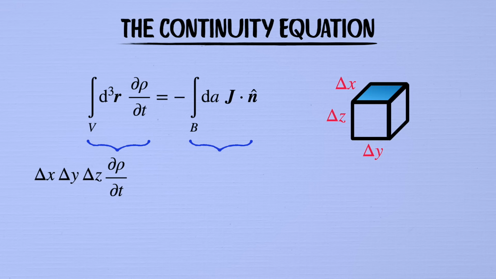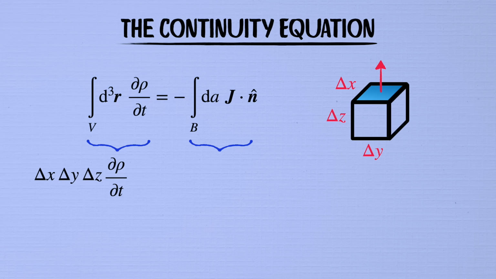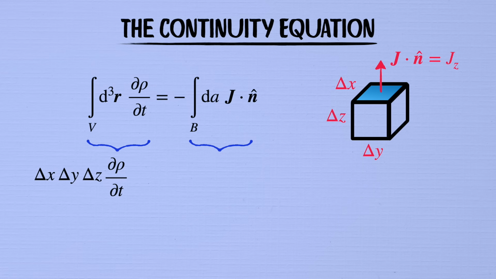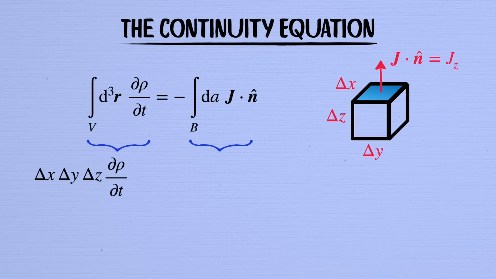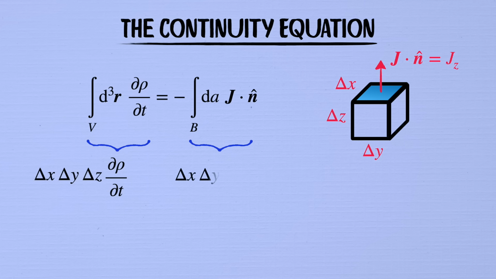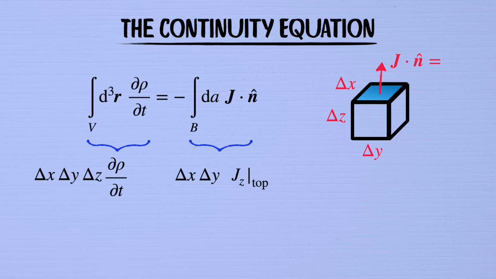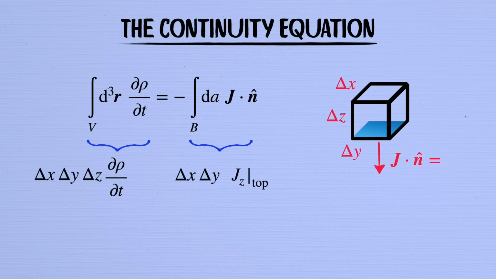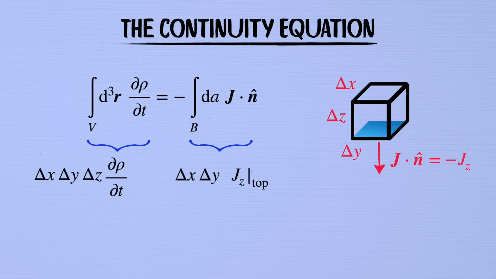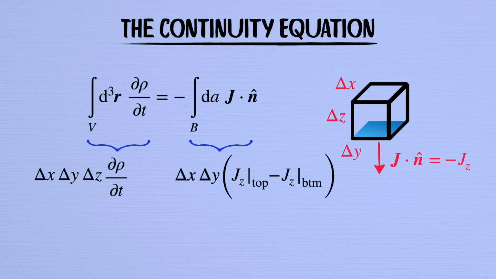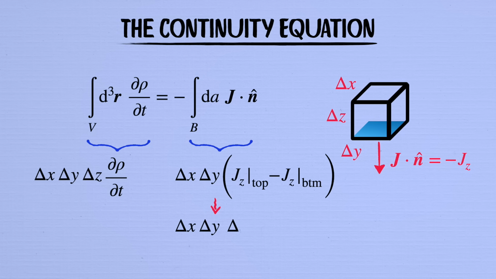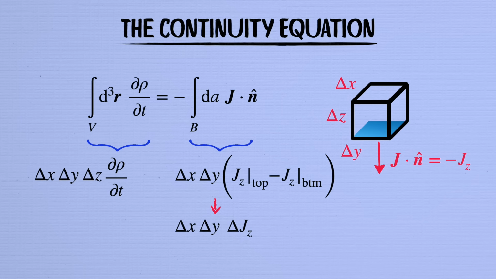Take the top surface again, for example. The outward pointing perpendicular direction is going up. So we get J dot n equals Jz evaluated at the top of the box. And the area is delta x, delta y. So the top surface contributes delta x, delta y times Jz at the top to the integral. For the bottom surface, on the other hand, the outward direction is pointing down. So for that piece of the integral, we get J dot n equals minus Jz. Together, we're going to get delta x, delta y times the change in Jz between the top and bottom of the box.